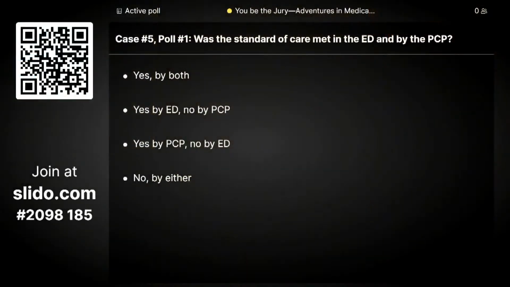So, for the first poll, was the standard of care met in the ED and by the PCP? Remember, there was an ED visit followed by a PCP visit followed by an ED visit. Was the standard of care met by both? Yes by the ED and no by the PCP? Yes by the PCP and no by the ED, or not by either?